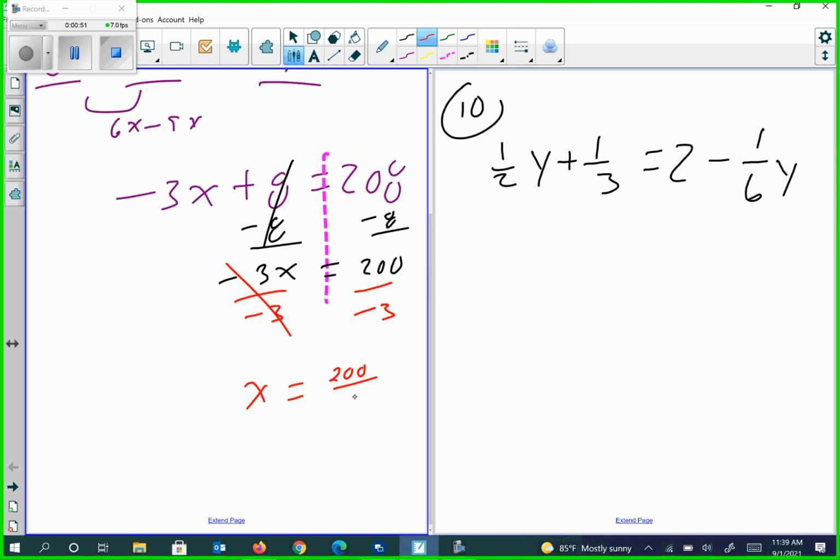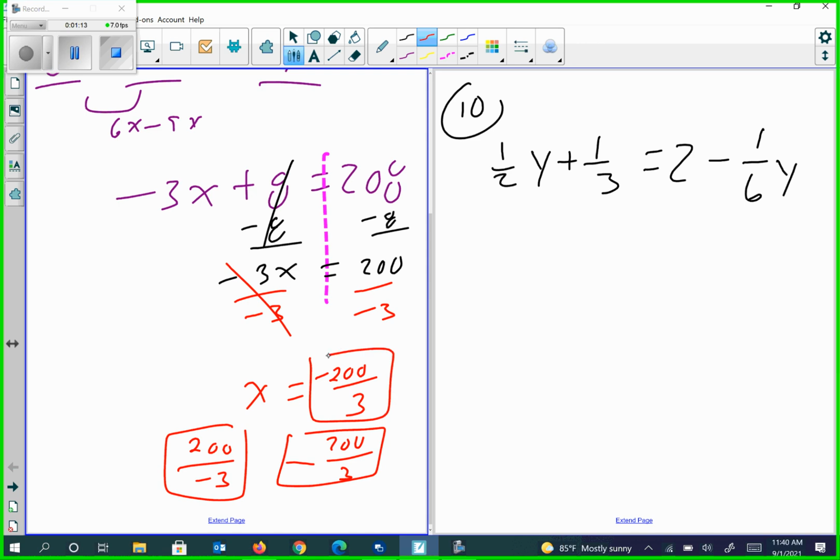200 over 3. Question for you. There's a negative sign. Where should it be, or does it matter? Doesn't matter. So I can have negative 200 over 3. I can have this, or I could have this. Those are all correct answers. Okay? And that's how you do that. Does that make sense? Yeah?